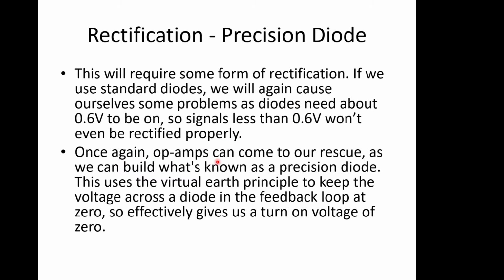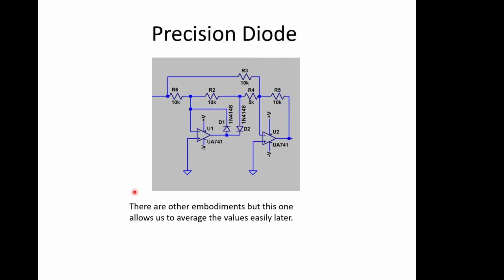So once again, op amps can come to our rescue, because we can build what's known as the precision diode. And this is quite neat. It uses a virtual earth principle to keep the voltage across the diode in the feedback loop at 0. So effectively it gives us a turn on voltage of 0. So this is, again, know your enemy. Put a diode in the feedback loop, and you end up with a working system. So this would be the equivalent of a full wave rectifier involving 2 diodes and a few op amps. There are other ways of doing it. This is just one that works quite nicely.